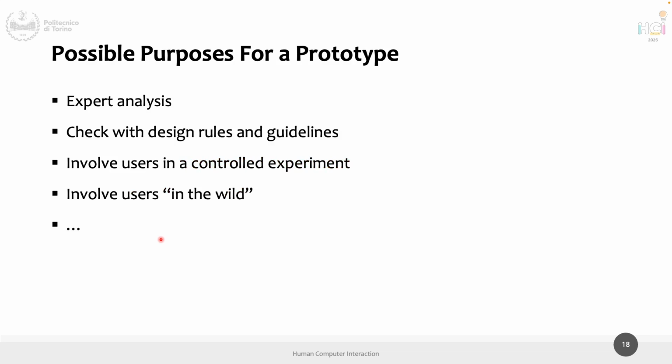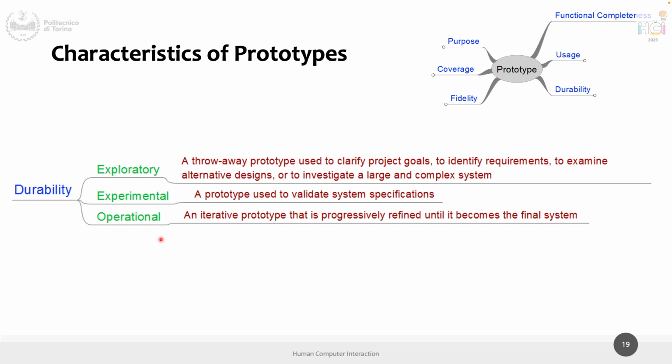And once you have a purpose, you can also understand what you want to check. Do you want to do an expert analysis to test it, like the heuristic evaluation you will do? Or you can check them with design principles. Or you can involve users, like with the Palm Pilot. They will carry with them these wood things for a week or for a day and see how it works. So there are different levels of purposes.